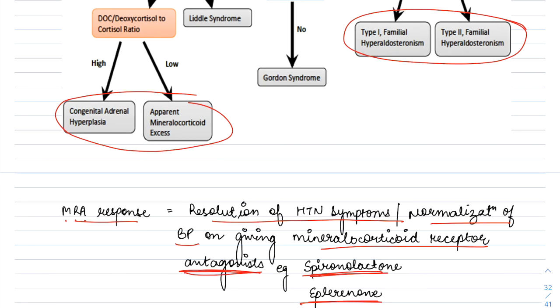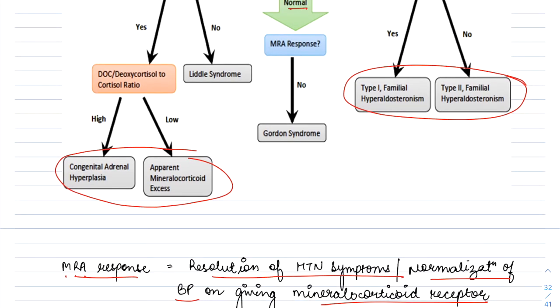the Liddle syndrome, the Gordon syndrome. These are the two syndromes in which the increased sodium transport is independent of mineralocorticoid response. Therefore, they'll have a negative MRA response. So the Gordon syndrome and the Liddle syndrome have a negative MRA response.